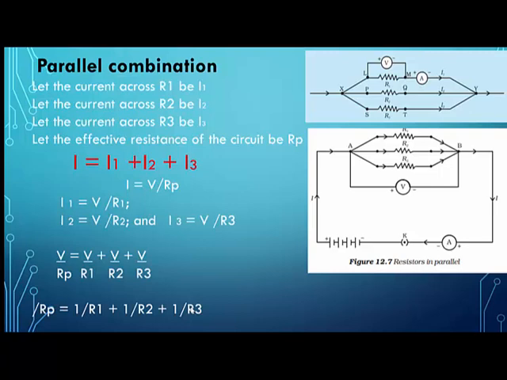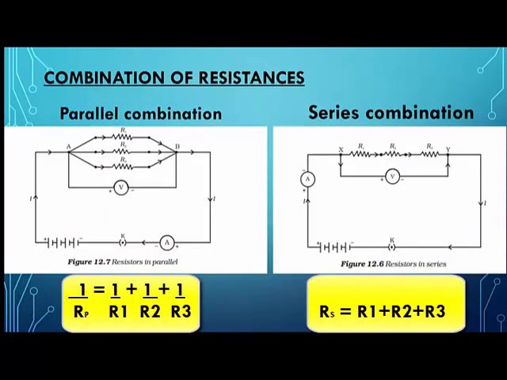We have seen what is a parallel combination and what is a combination of resistances in series. If the resistances are connected in series, what is the equivalent resistance? You simply add all the resistances together. But if the resistances are connected in parallel, then this is the formula: 1 upon Rp is equal to 1 upon R1 plus 1 upon R2 plus 1 upon R3. Do not leave out the left hand side of this formula. Most of us make mistakes in ignoring the left hand side.